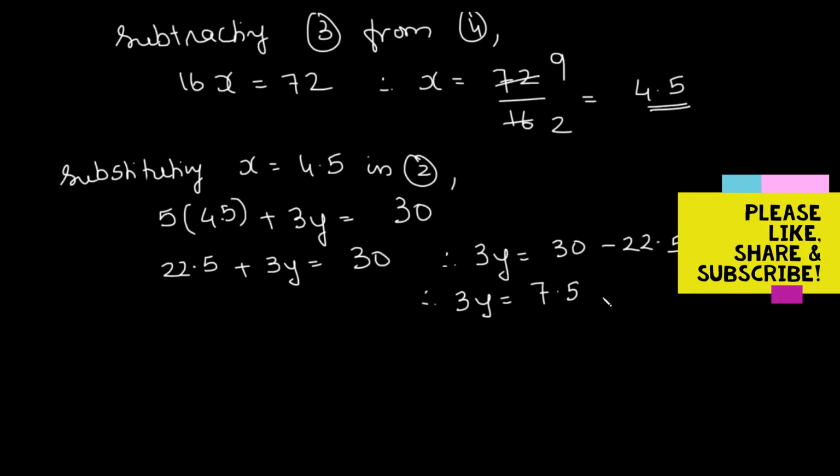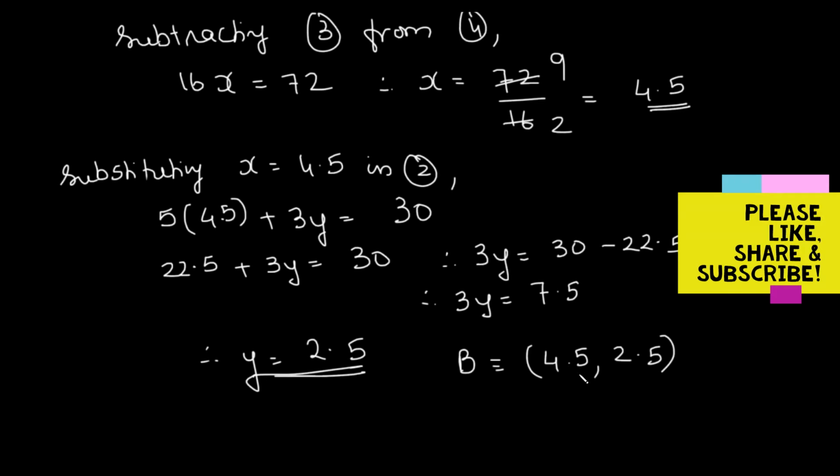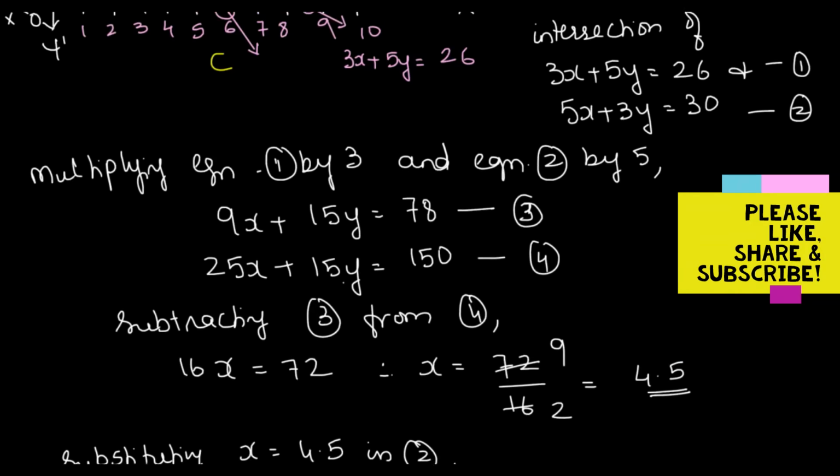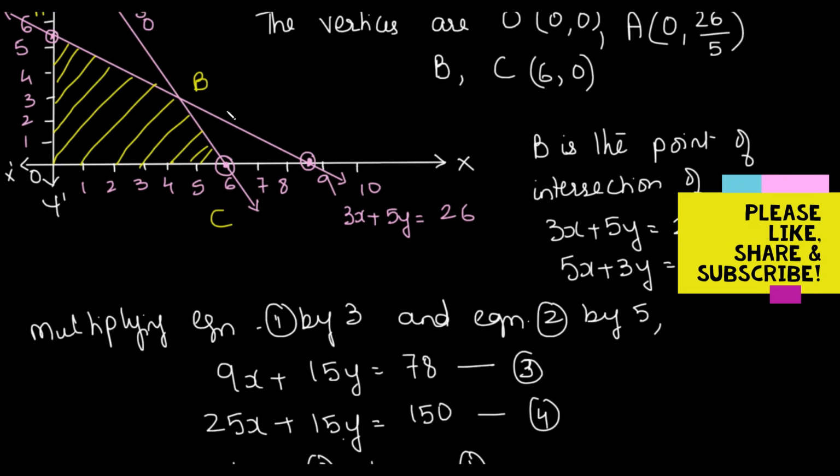75 divided by 3 is 25. Therefore, y is equal to 2.5. We divide 7.5 by 3. So, therefore, we got the coordinates of B. B comes out as the x coordinate is 4.5 and the y coordinate is 2.5. So, thus we find the coordinates of point B which is there in the graph. We did not know about B, so we found the coordinates of B here.